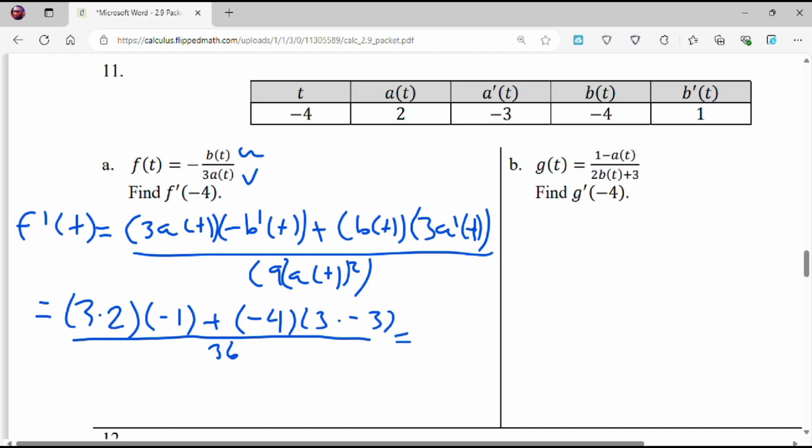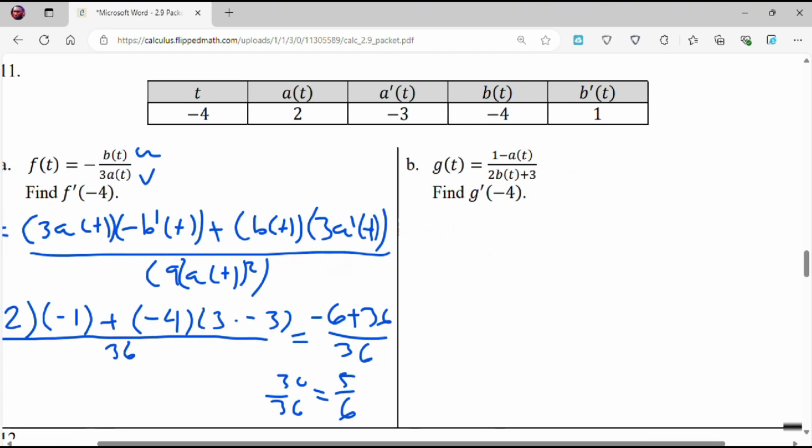6 times negative 1 is negative 6. Negative 4 times negative 9 is going to be plus. Right, so negative 6 plus, okay, so negative 4 times negative 9 is 36, so plus 36 over 36, and we get 30 over 36. This we can simplify, it's a lot easier. Divided by 6, get 5 over 6. Alright, next question.